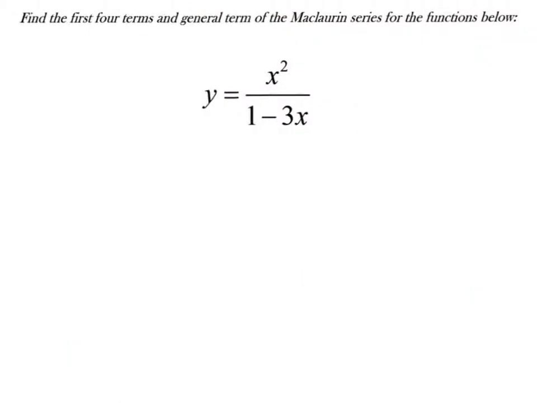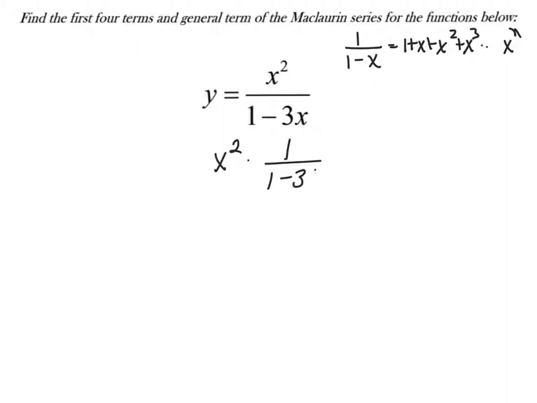Now I wanted to do one more here. This series, we're going to use the geometric sum. Okay, so 1 over 1 minus x. Remember, this is 1 plus x plus x squared plus x cubed, and so on. It is x to the n, the general series. So in this case, I want you to think about this as x squared multiplied by 1 over 1 minus 3x. So we're doing two things. We're substituting a 3x in everywhere there was an x, and we're multiplying by x squared. So let's do this maybe in 2 steps.